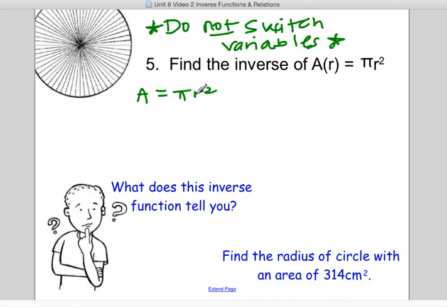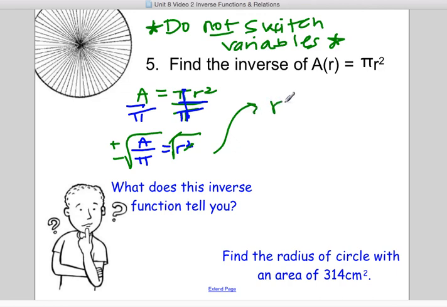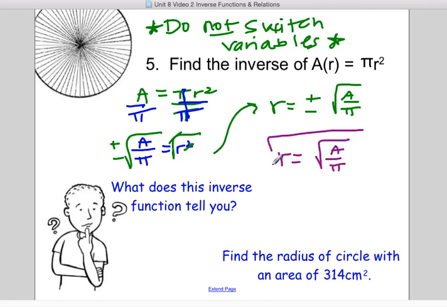So I would solve for r. Divide by pi, so I have A over pi equals r squared. Now, how do I get rid of the square? Take the square root. Remember, when I take the square root, there are 2 answers, plus or minus. So r is equal to plus or minus the square root of A over pi. Do I ever want a negative radius? No. So my inverse for this one is r equals the square root of A over pi. There is my inverse.